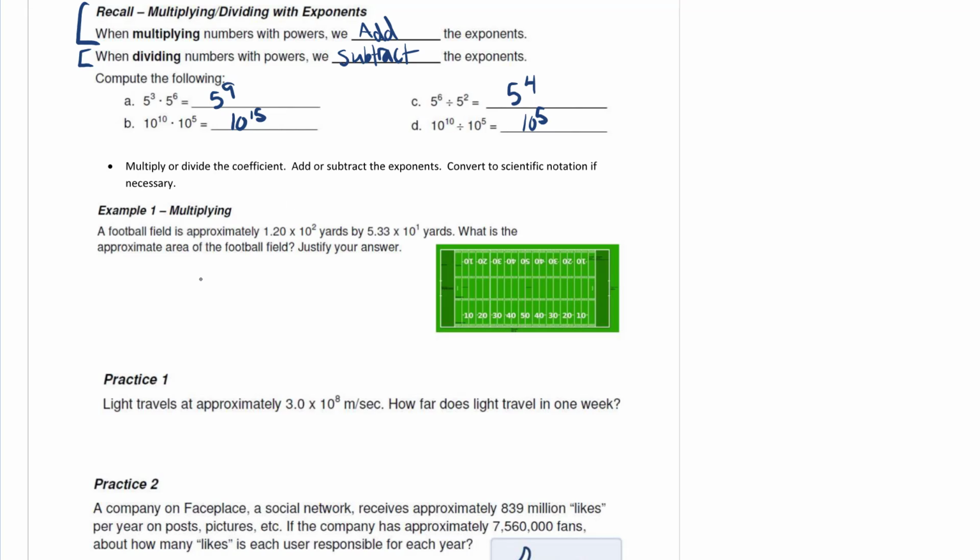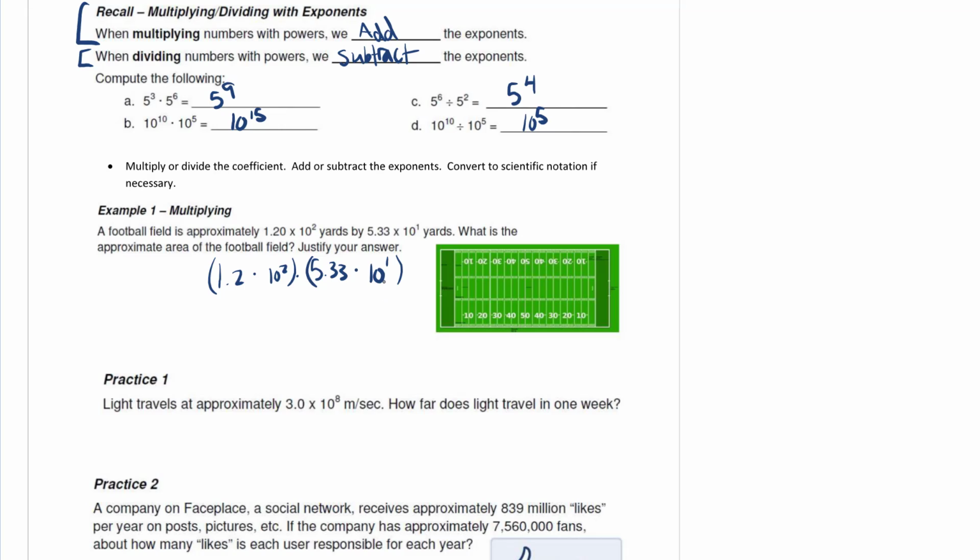So let's give this a shot. A football field is approximately 1.2 times 10 to the 2 yards by 5.33 times 10 to the 1 yards. What is the approximate area of the football field? We need to multiply these two things together. This is 1.2 times 10 to the 2 yards times, put it in parentheses there, 5.33 times 10 to the 1 yards.